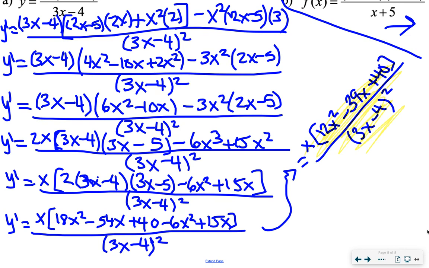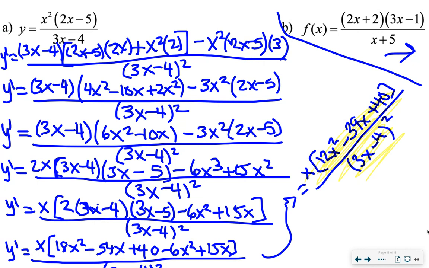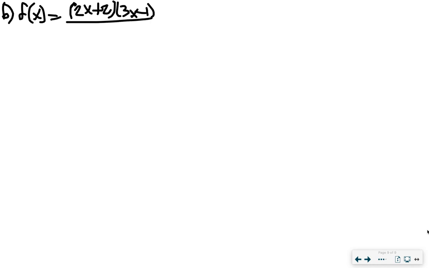Alrighty, so again, like I said, I'm going to take a look at that b on a separate page here. Alrighty, so let's remind me what it was. Alright, it was f of x. I was looking at 2x plus 2 times 3x minus 1 all over x plus 5. Okay, so now let's find the derivative.